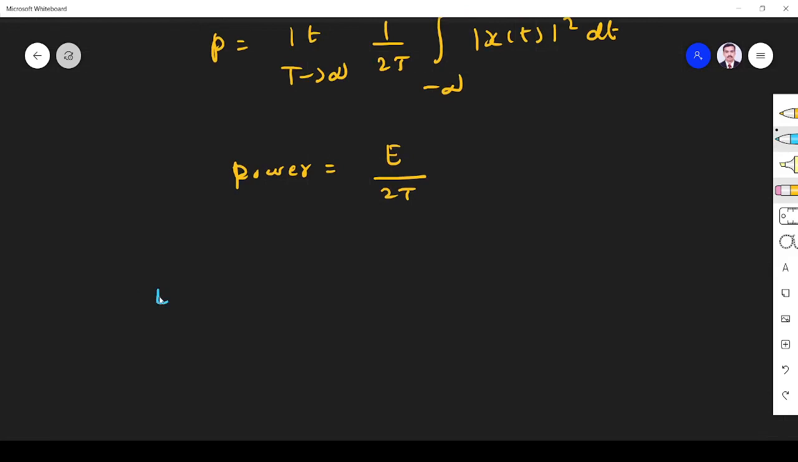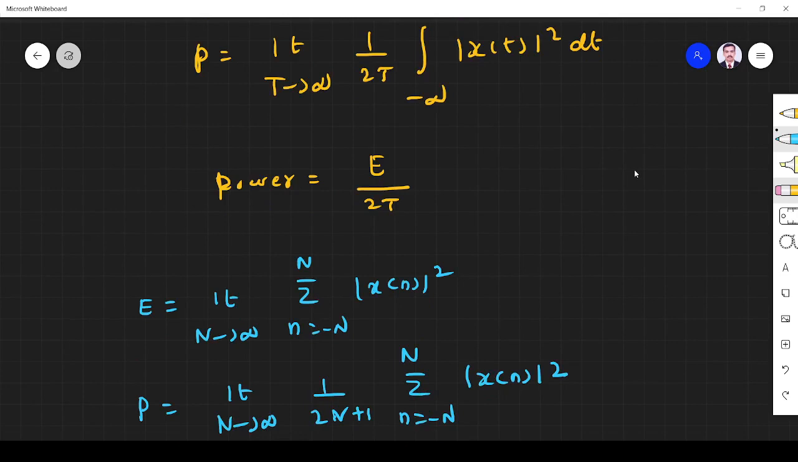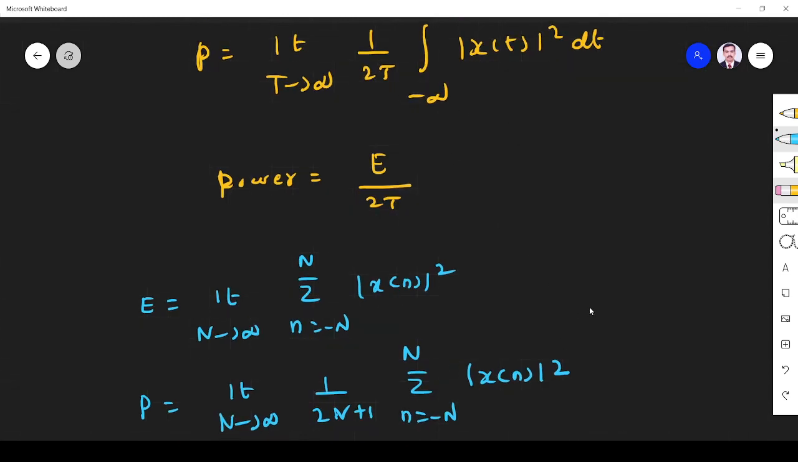Similarly, for a discrete time signal, energy is given by the limit N tends to infinity of the summation from n equals minus N to plus N of x of n whole square. For discrete, instead of integration, we have summation. That is the only difference. Instead of t, we have n. Similarly, for power, the limit N tends to infinity of 1 by 2N plus 1 times the summation from n equals minus N to plus N of x of n whole square. So wherever you find an integral, replace it with summation. Wherever you find t, replace it with n.